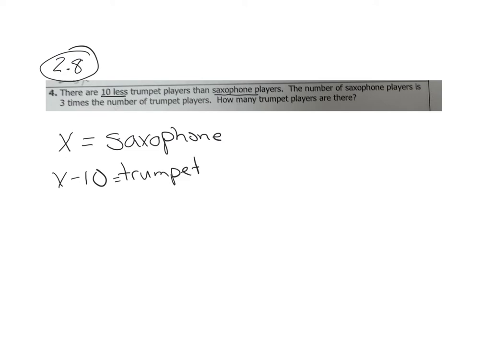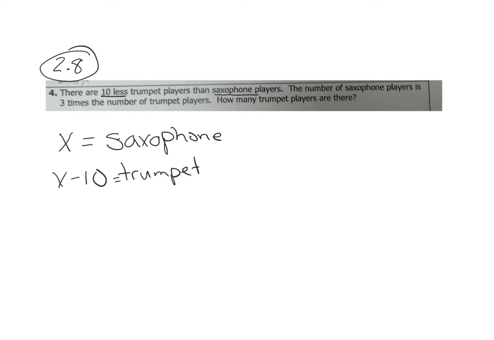Again, break it up. First of all, let's define our variable. X could be what? Trumpet. I would do saxophone, right? Okay, because trumpet players are 10 less than saxophone. So X minus 10, right, because 10 less is minus, is going to be trumpet players. Okay, so we defined our variable.